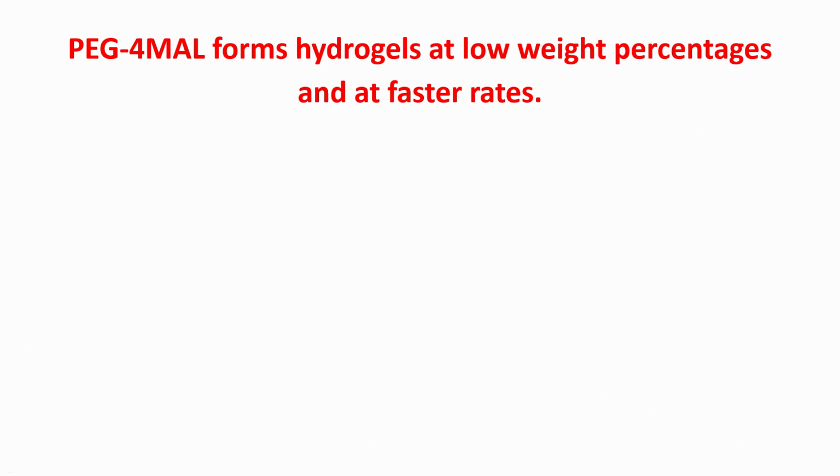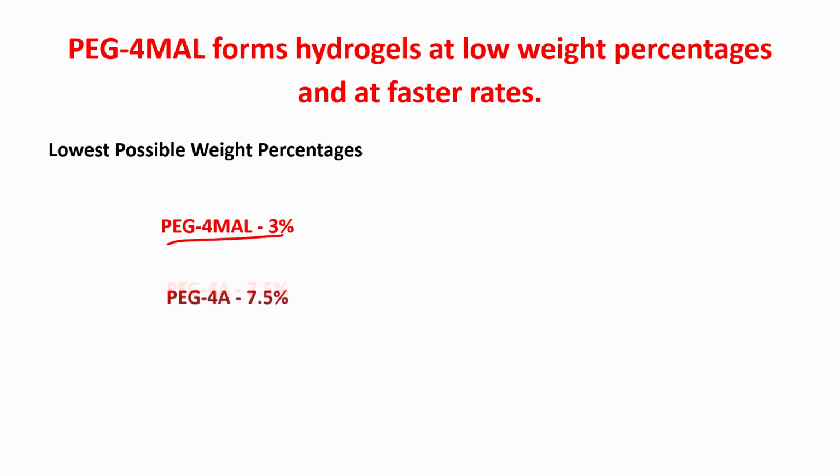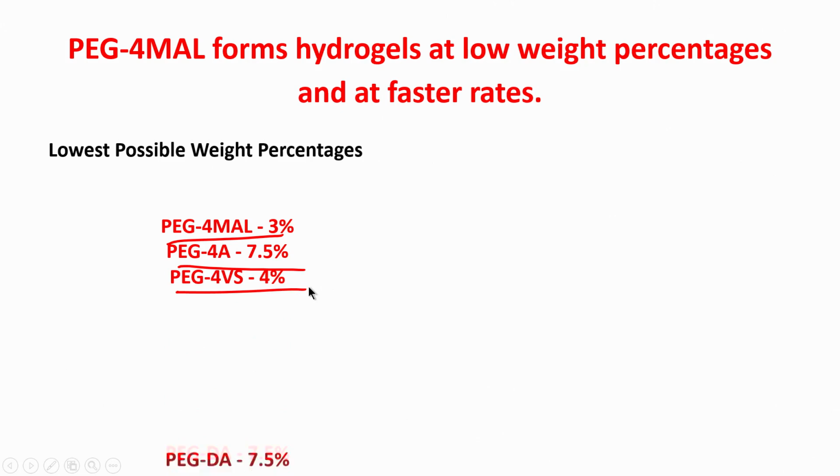Then they look at it, okay, then what are the different polymer concentrations we can use to form this hydrogel. So, what is the lowest possible weight? If you continue to reduce the polymer chains, you may not get a hydrogel at a certain point of time. So, they found that with the PEG 4 mal even a 3% gel can be formed, whereas with acrylate you can only get a gel at a minimum of 7.5 percentage of this polymer. With PEG 4 vinyl sulfone you get it at 4%, and then the PEG DA is also forming at least at 7.5%.